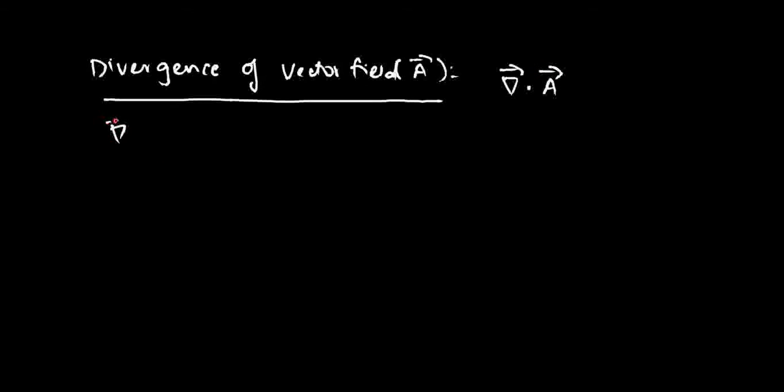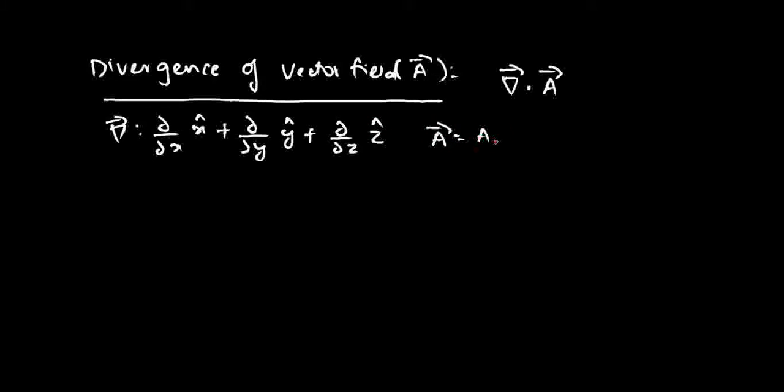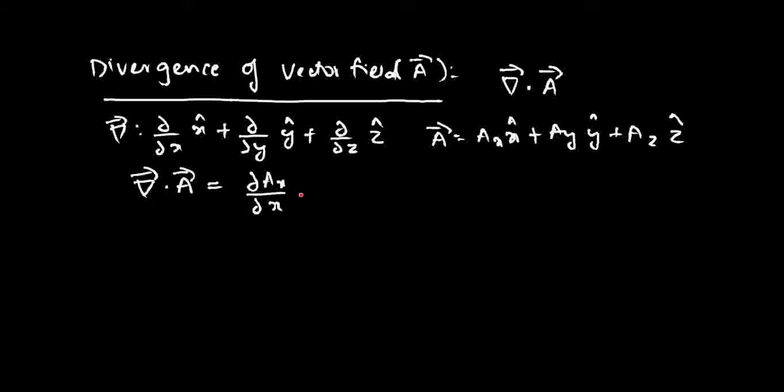and we know del bar as ∂/∂x x cap in Cartesian coordinate system plus ∂/∂y y cap plus ∂/∂z z cap, and A bar as ax x cap plus ay y cap plus az z cap. So what will be del dot A? It is a dot product of two vectors, right? So what is del dot A? Multiply the corresponding components, add all of them. So it is ∂ax/∂x plus ∂ay/∂y plus ∂az/∂z.